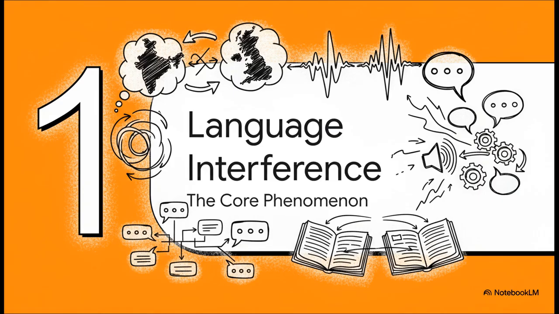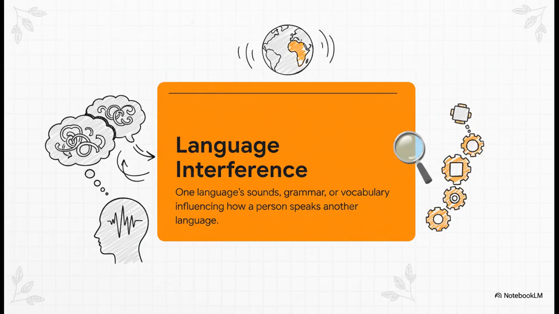Okay, first things first, we have to understand the main phenomenon at play here, which is something called language interference. So what is it, really? And why does it matter so much? Language interference is basically when a person's native language leaves its mark on a new one they're learning. You can almost think of it like a linguistic fingerprint. It's not a mistake. It's actually a natural and, believe it or not, predictable part of the learning process.